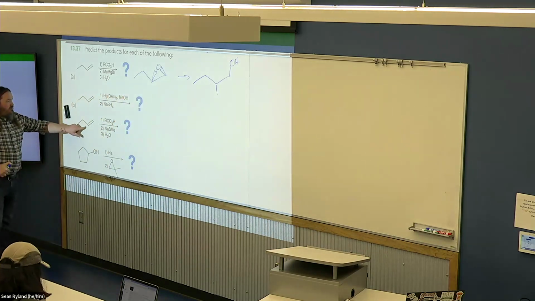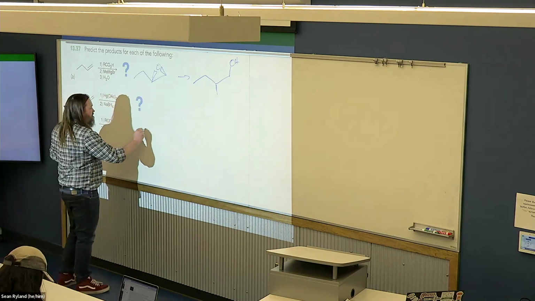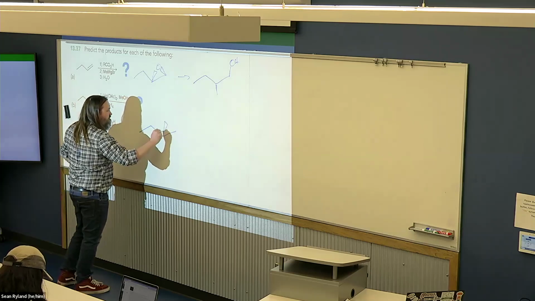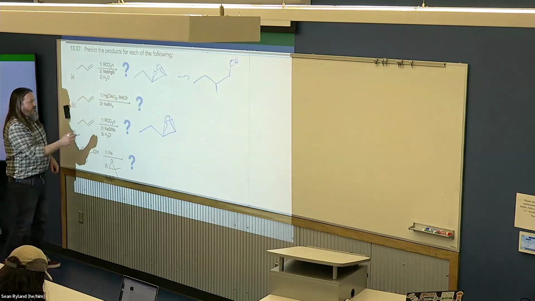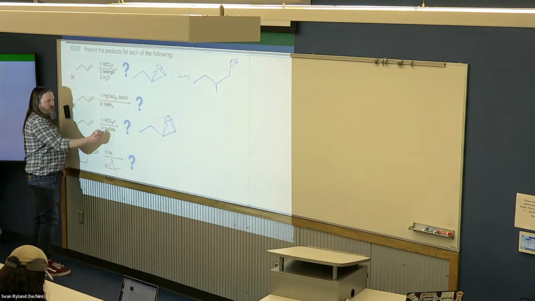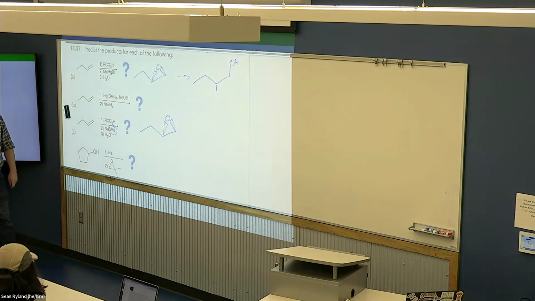All right, so for C, we do epoxidation again. So we have the same intermediate. And then our nucleophile, instead of being a Grignard reagent, is a sulfur methyl group. So we're going to make ourselves a thioether.